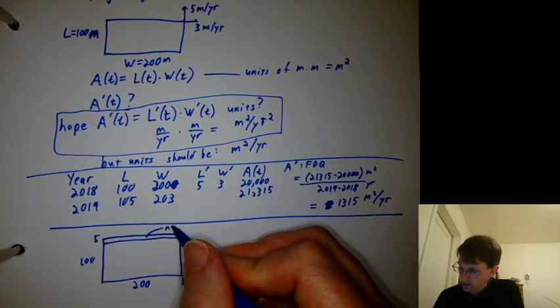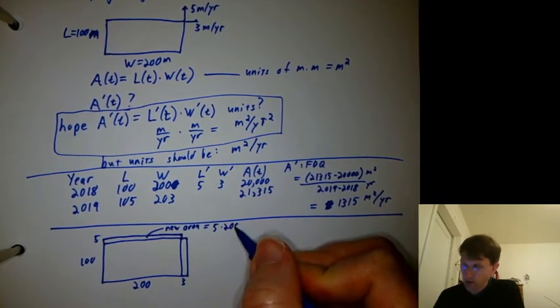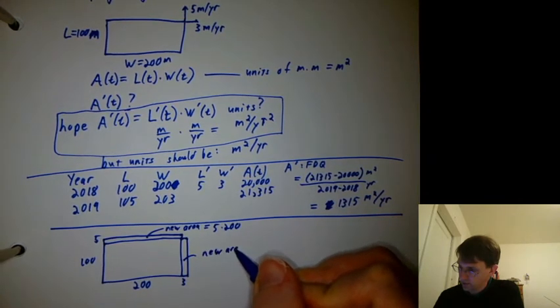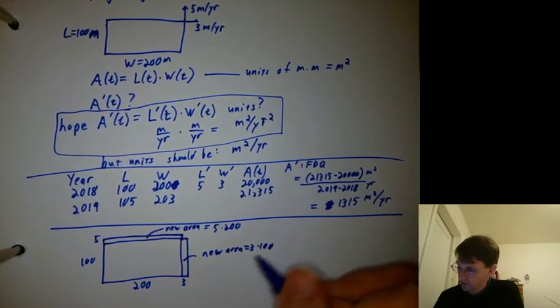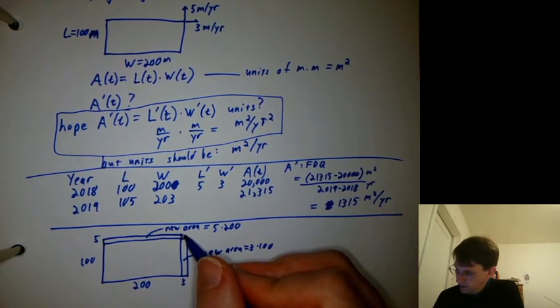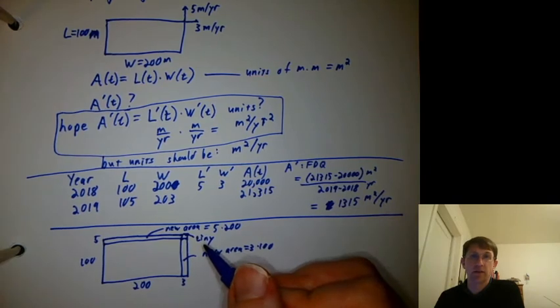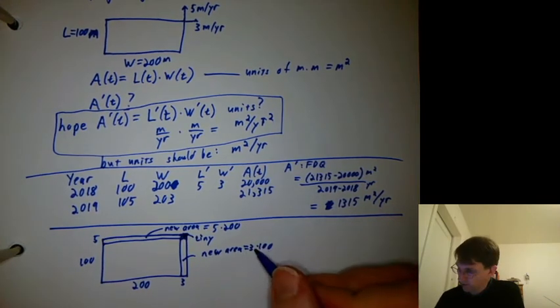Well, this new area would be 5 times 200. This new area would be 3 times 100. It's a width of 3 and a length of 100. And in some sense, we've got this little area here, but compared to what else is going on, that's a tiny area. So I'm going to say let's ignore it. If you want to quiz me about that, we can talk about it some other time. But for now, let's ignore it.